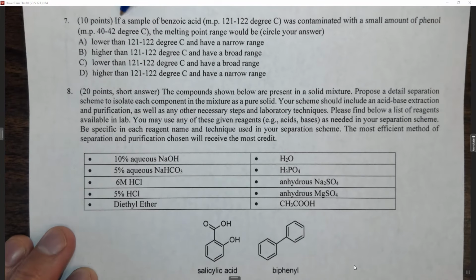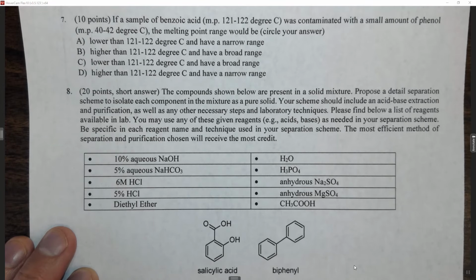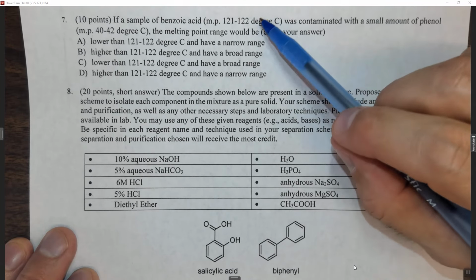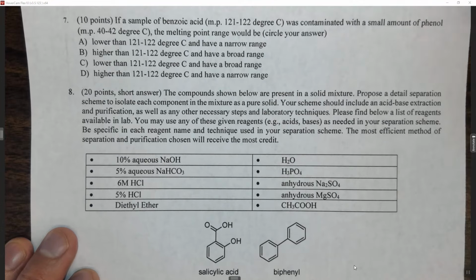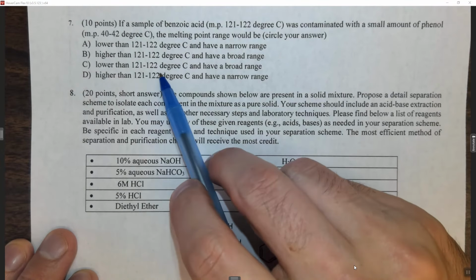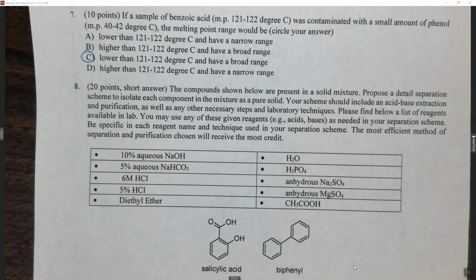7 says, if a sample of benzoic acid, melting point 121 to 122 degrees, was contaminated with a small amount of phenol, melting point 40 to 42 degrees C, the melting point range would be. So, if you have impure products, it tends to lower the melting point and broaden the melting point range. So that's what impurities do, because now you have another compound in there that melts at a lower melting point. So you get a broader range and a lower melting point. So the answer would be lower than 121 to 122 degrees C and a broad melting point range, which is choice letter C.